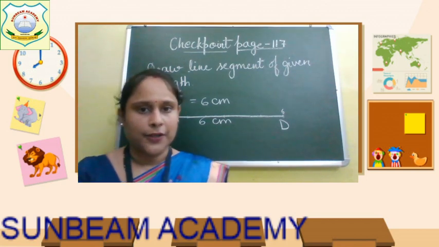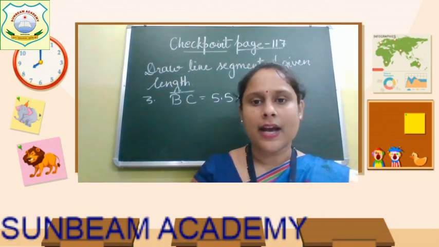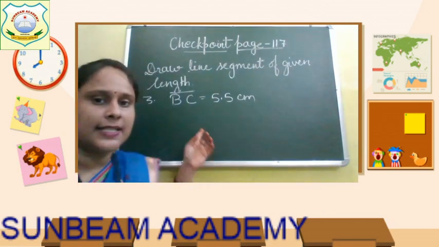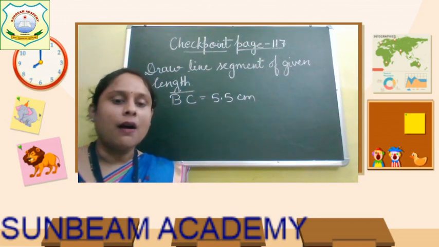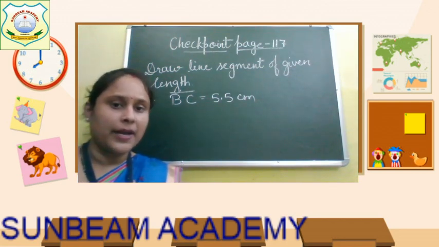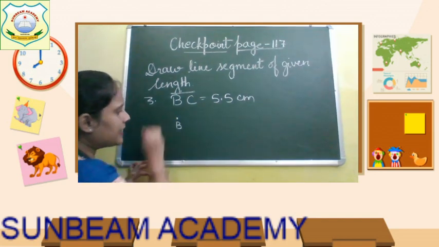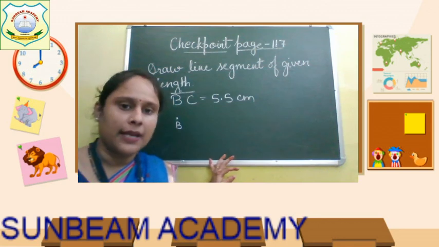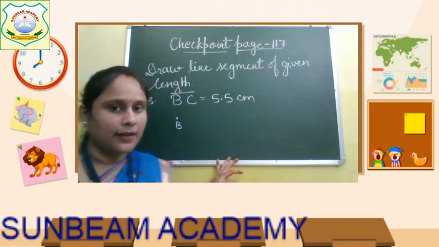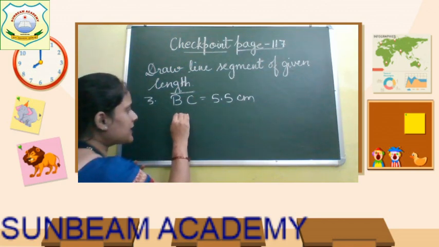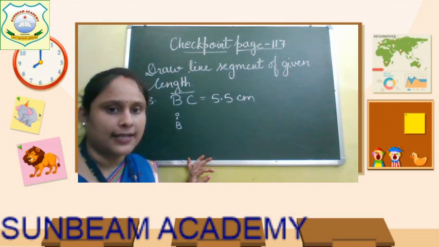Now see the third question. Our third question is BC is equal to 5.5 centimeter. Okay. So now how will we draw this line segment? First we will draw a point and then we will name it point B. And then we will put our scale at 0. Okay, you will place B at 0.